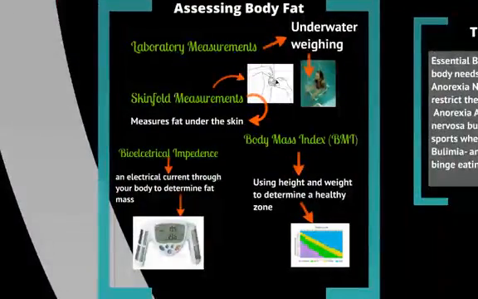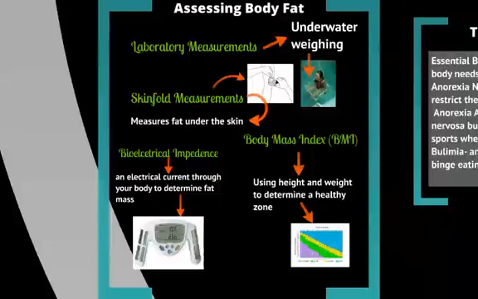To assess body fatness, we can use laboratory measurements like underwater weighing, skin fold measurements that measure the thickness of skin folds of fat under the skin, the body mass index, which uses height and weight to estimate whether you are in a healthy zone, and bioelectrical impedance. An electrical current gets sent through your body to determine fat mass.